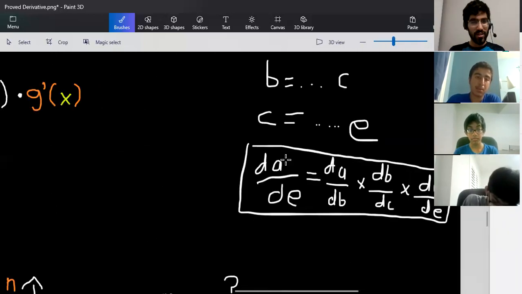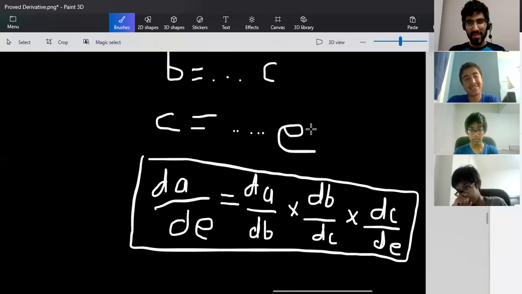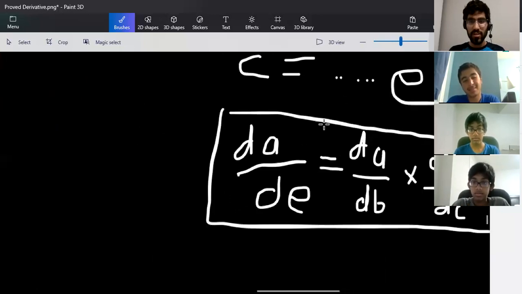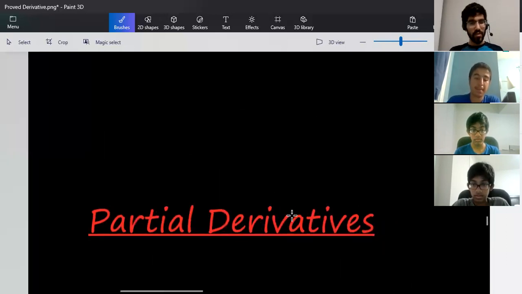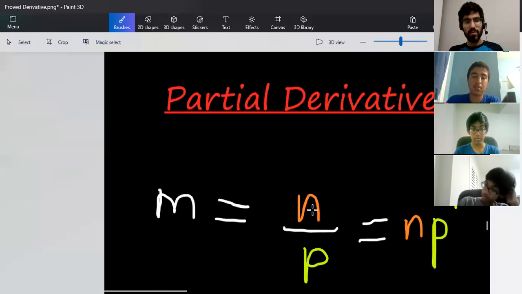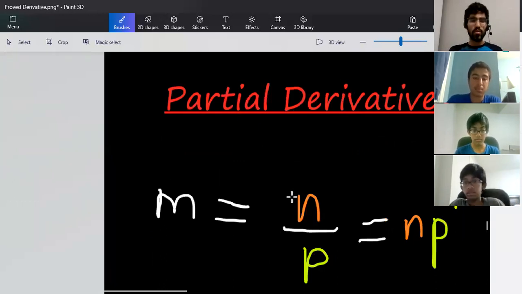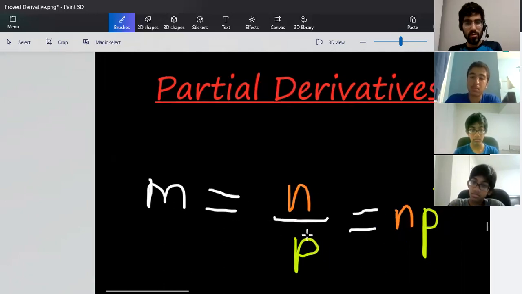No, there's one last thing I gotta introduce to you. I'm sorry, I know so much content. But it's not hard. So the last thing I gotta introduce to you is partial derivatives, which just mean how do I take the derivative of an equation like this, where you don't just have one variable in an equation. So it's not like m is equal to 2n. Instead, it's like m is equal to n over p. So you have two variables that both affect one variable.